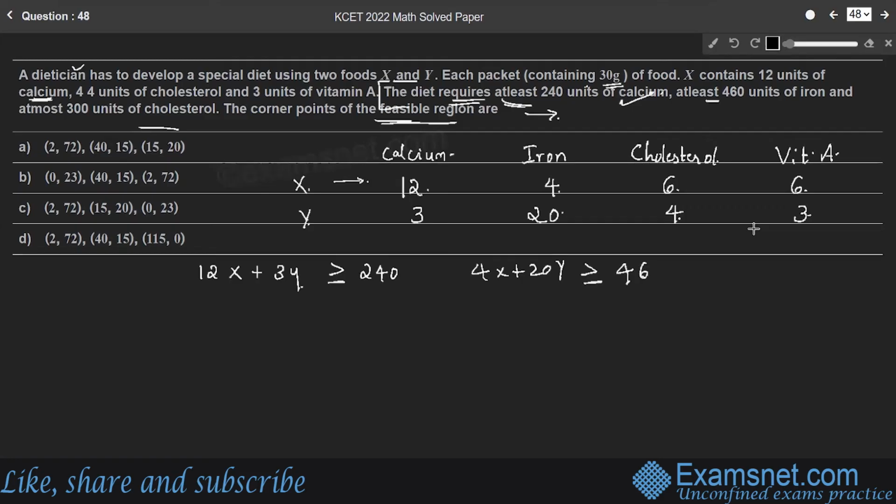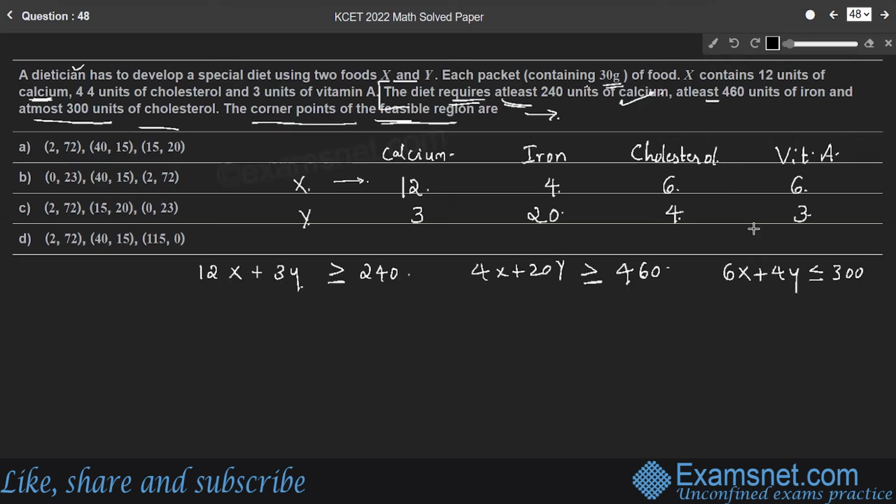So it can be greater than 460 also. Therefore, 4x plus 20y is greater than or equal to 460, and at most 300 units of cholesterol. At most means it can be 300 units maximum, right? So cholesterol is 6 units, so 6x plus 4y is less than or equal to 300 units. Here the question is: corner points of the feasible region are.